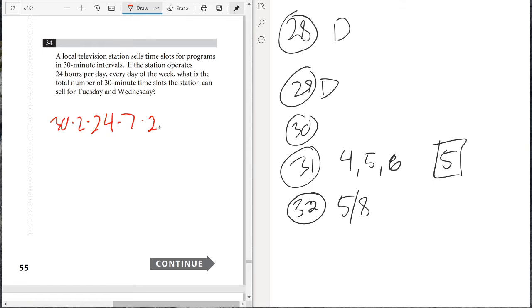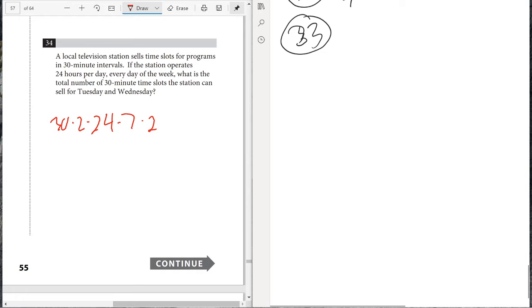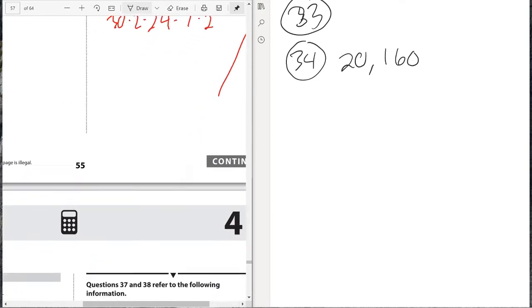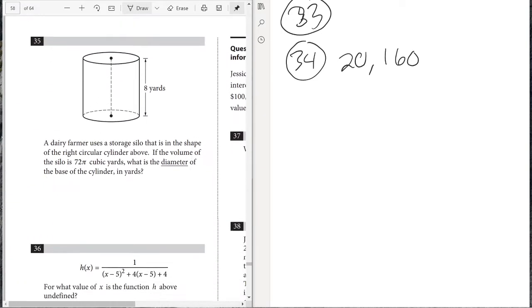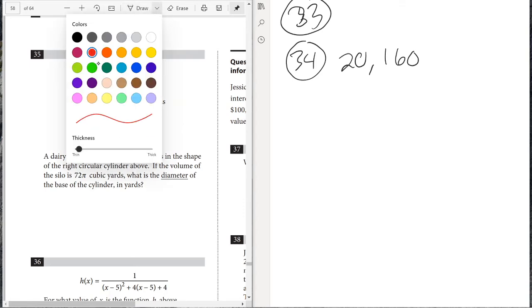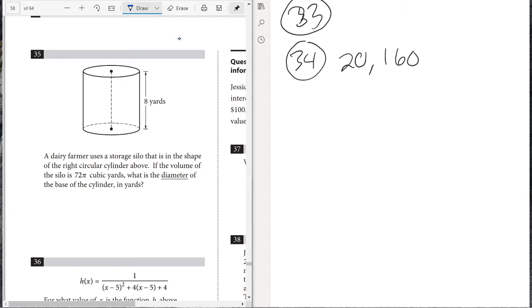All right, so I get, oh, and I forgot, I skipped 33. 34, and I get 20,160. Cool. All right, dairy farmer needs a storage silo. Oh, a silo. Shape of the right circular cylinder. Volume of the silo is 72 pi.